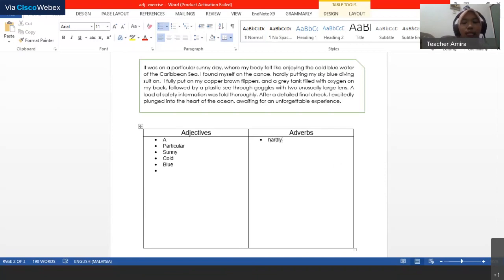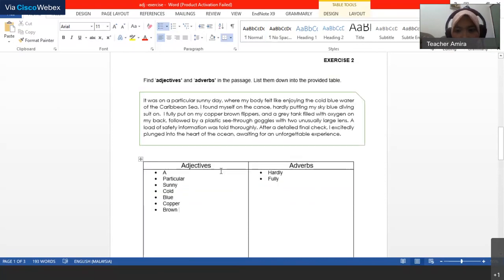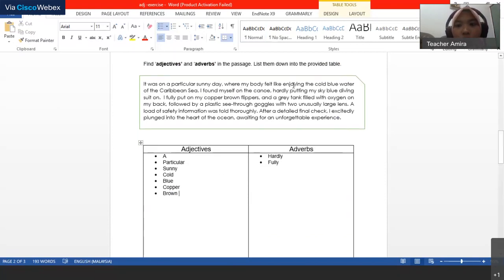Why? Because the word is describing how hard this guy is trying to put his diving suit on. And I fully put on my copper. Fully is also an adverb. Copper is an adjective. Brown is also an adjective. Flippers are not adjectives. Flippers are nouns. Where is the? The word the. Yeah, true. Good job, Jeremy.